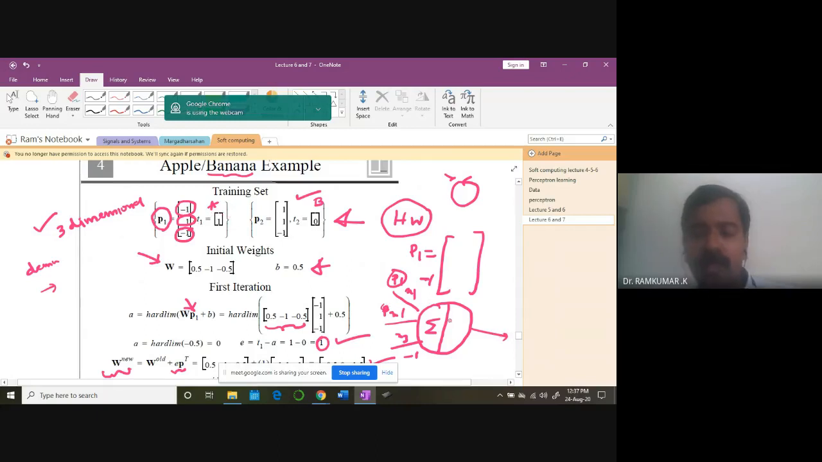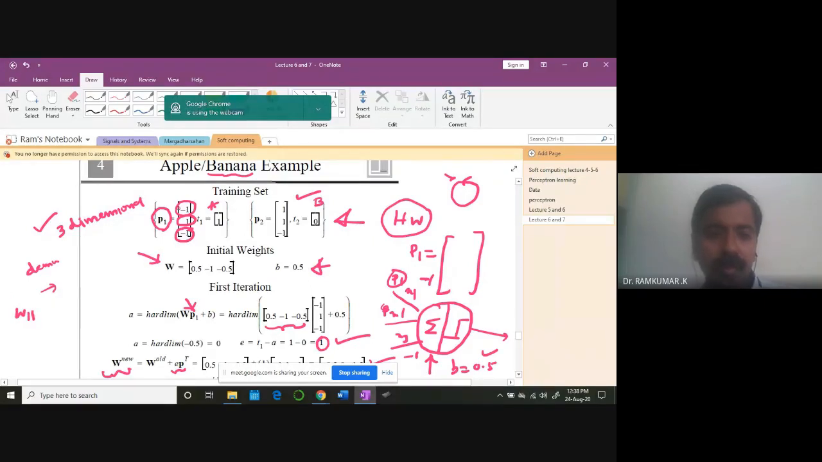How do I work out the perceptron? Again, perceptron. I'm going to use a hard limiter function, a step function, after aggregating the values. But here in this case, I'm using a bias also. In this problem, bias is added separately, 0.5. So what is the expression I'll be getting?